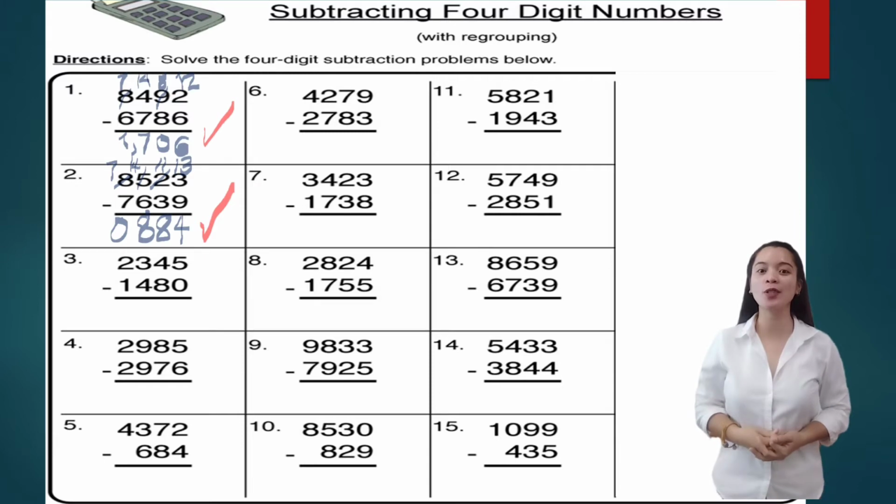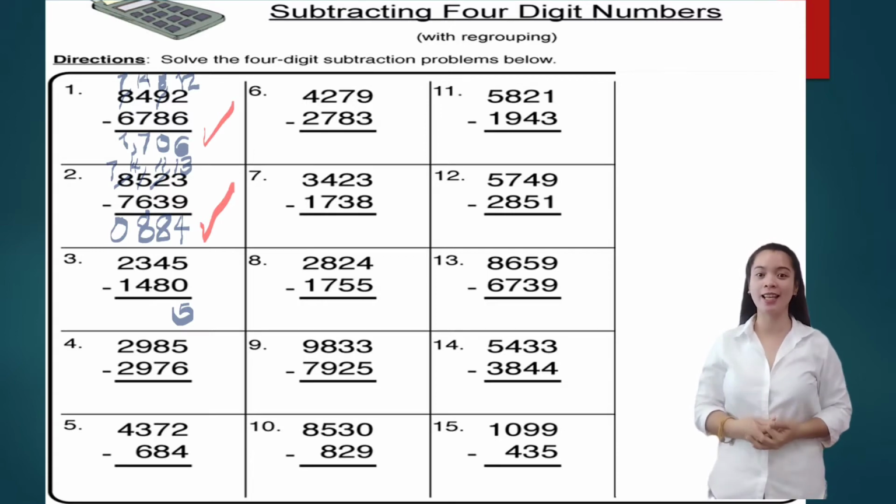So we have 2,345 minus 1,480. Can we subtract 0 from 5? Yes, of course. So 5 minus 0 equals 5. Just copy it, bring it down. And 4 minus 8 cannot be, so let's borrow from 3. So 3 becomes 2 and 4 becomes 14. Good job. 14 minus 8 is equals to 6.